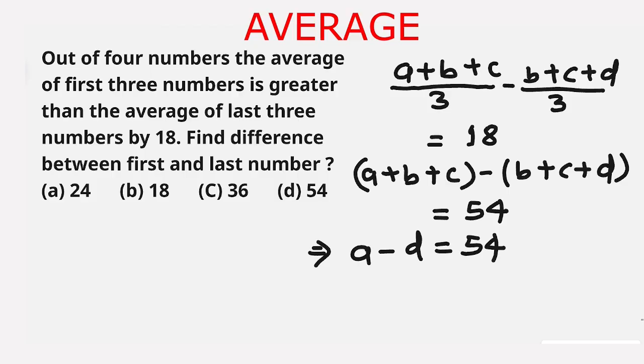B will cancel by minus B from the second bracket and C will be cancelled by minus C from the second bracket and it will be A minus D. And this is the required answer as in our question. The difference between first and the last number, which is A minus D, is equal to 54. And from the given options, our answer is option D, 54.